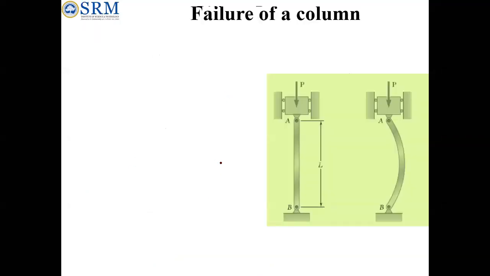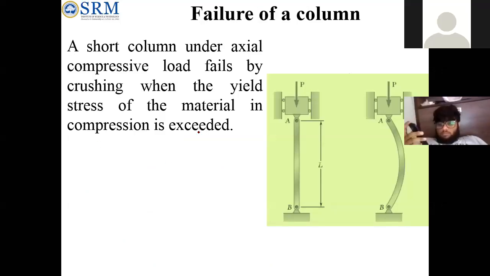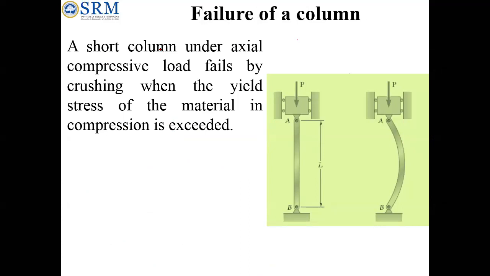Now let us discuss the failure of a column. Like we discussed earlier, a short column will fail under pure compressive load. It fails by crushing when the yield stress of the material in compression is reached. So what is the formula? In general, sigma is equal to P by A. This is the general formula which is applicable for a short column also. So what is the load in that case? P is equal to sigma A. This is the general case for the short column.